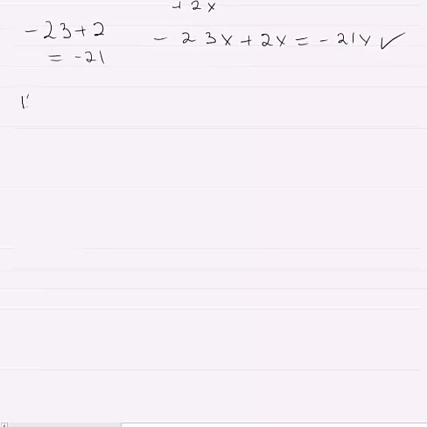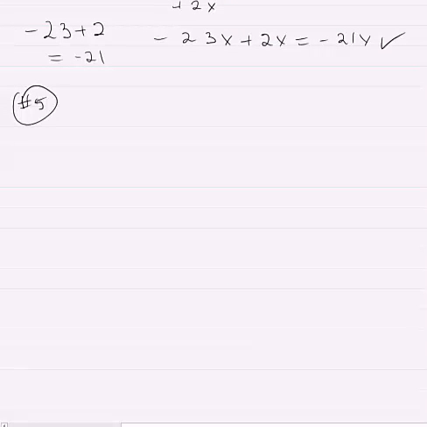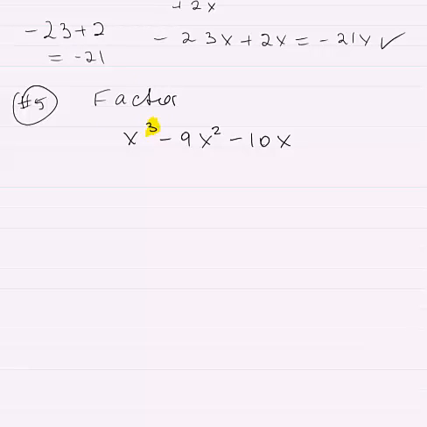Example number 5. Here I have something for you right here. So I got factor x cubed minus 9x squared minus 10x. First, you might say, hold on a second. This right here has a power of 3. We didn't talk about power of 3. The only thing we got are the second power, x squared. How come it's x cubed?